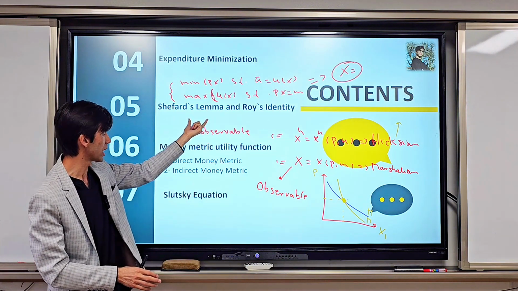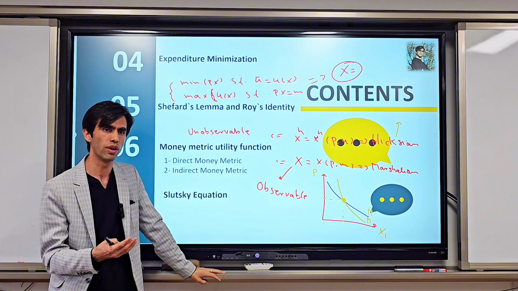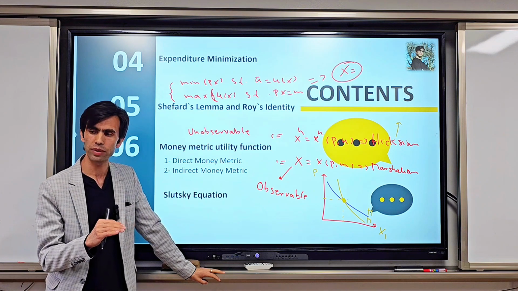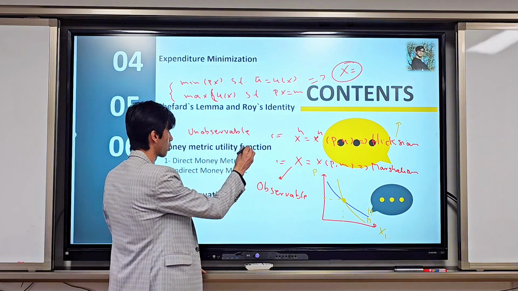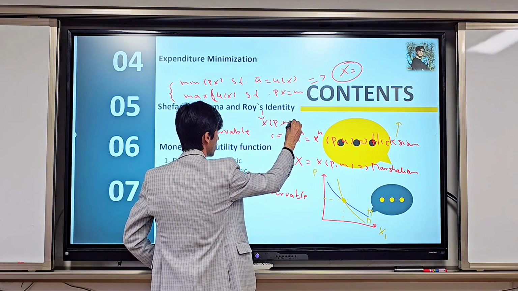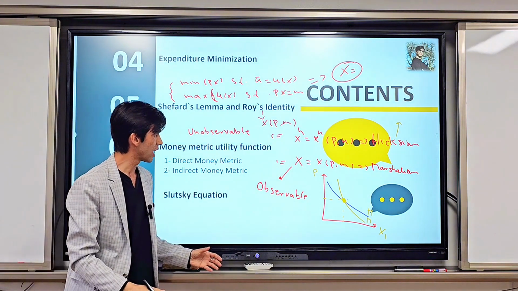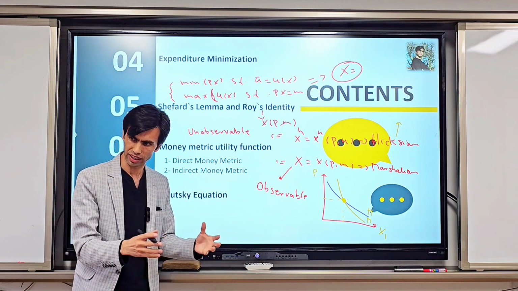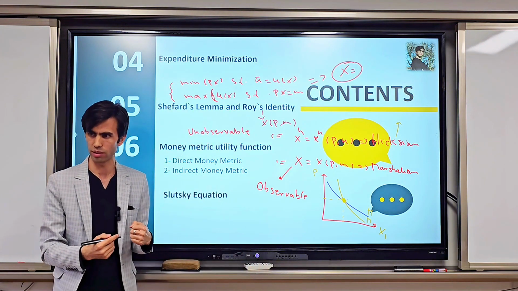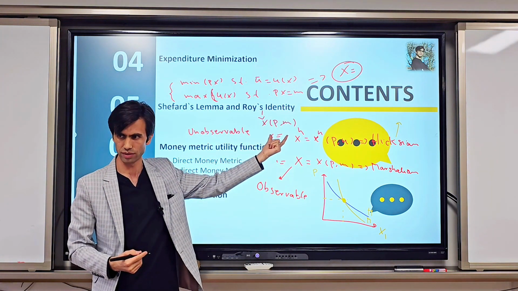Next, we will move on to Shephard's lemma and Roy's identity. Shephard's lemma and Roy's identity are two ways to find the optimal amount of demand. By using Roy's identity, we can find the Marshallian demand function. When our indirect utility is given, someone says this is your indirect utility, give me your Marshallian demand function, by using Roy's identity we can easily find it.